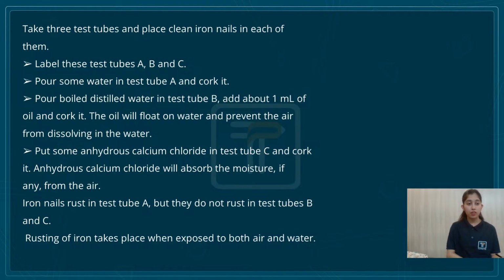See, in test tube C, we had neither water nor any air. We put calcium chloride to absorb all the moisture. So no air, no water, no rusting. There are only two enemies of rusting, and both are absent. Then in B, there was water, your iron nail was inside water, but there was no source of air. And in test tube A, water was there, air was there, so rusting will take place. Why? Because rusting takes place when your iron is exposed to both air and water. Moisture is needed, air is needed. Okay.